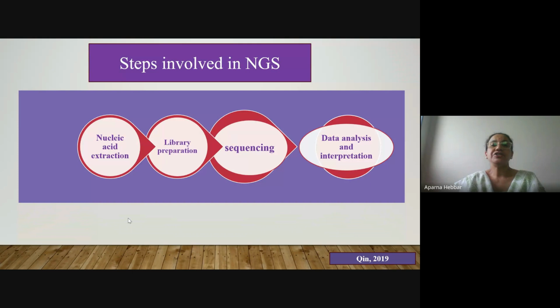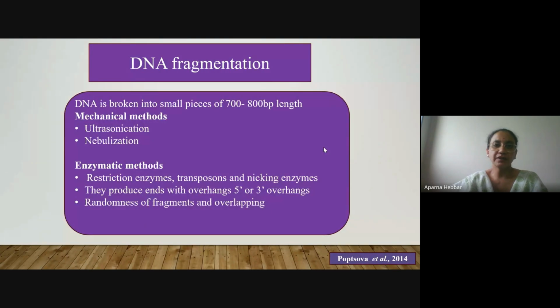Coming to the steps involved in NGS, the first step is nucleic acid extraction, then library preparation, then the sequencing itself, then data analysis and interpretation by bioinformatic tools. NGS is not as easy as we make it sound, because every molecular technique has to be screened up to sequencing, and then the data analysis, the application of bioinformatic tools and the interpretation of the result need a lot of patience and understanding of the background of NGS.